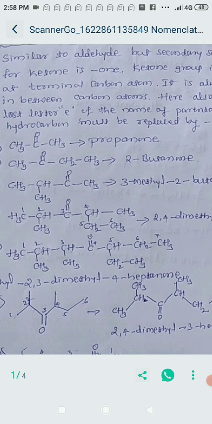And you give the number from the left side, 1 to the second carbon possessing the ketonic group. That is why butane, you replace E by ONE, 2-butanone.